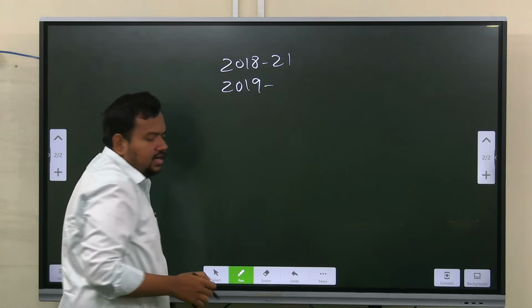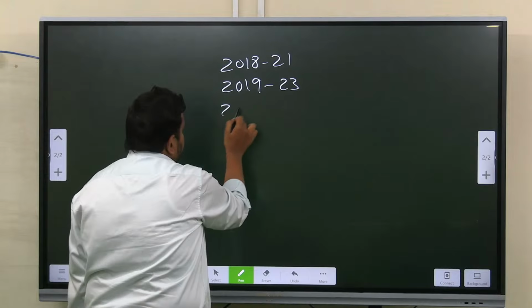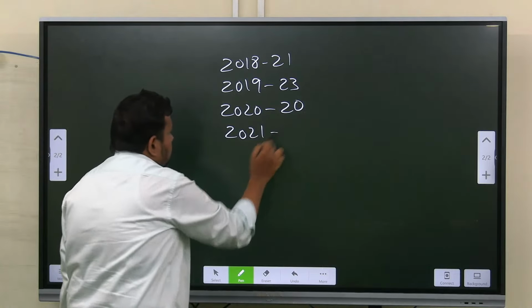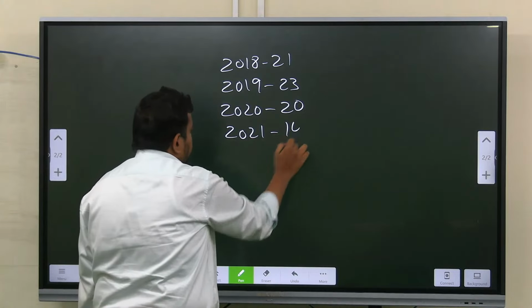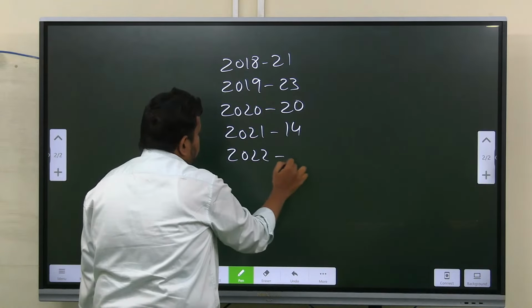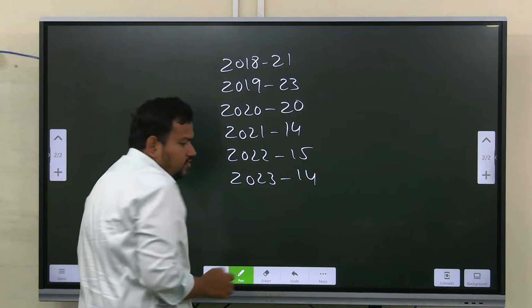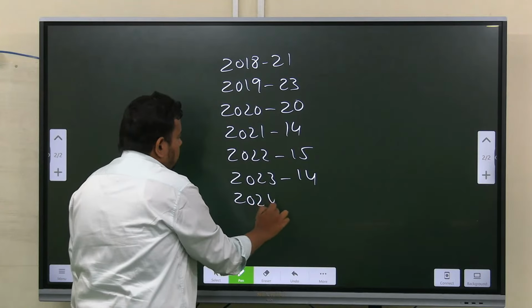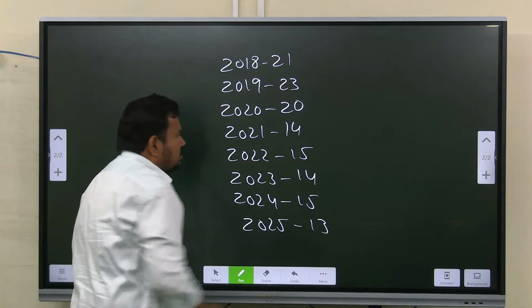So 2019 around 23 questions were asked. 2020, 20 questions. 2021, 14. 2022, 15. 2023, again 14. 2024, 15, and 2025, 13.